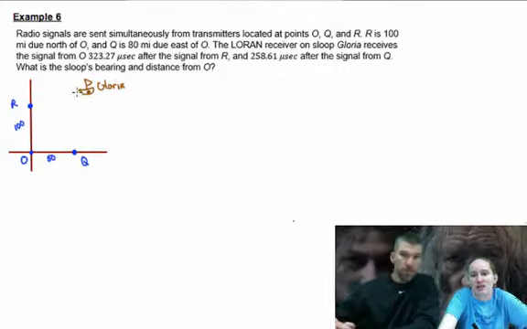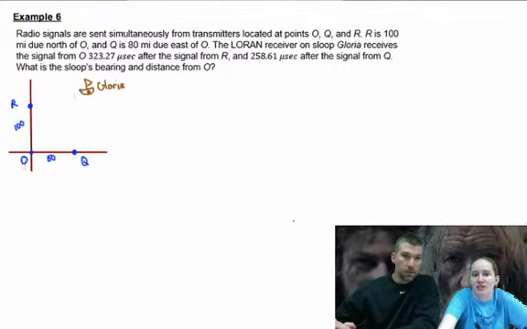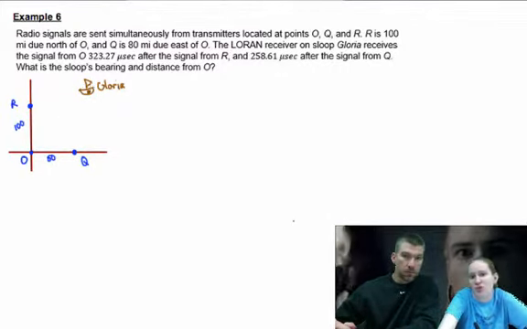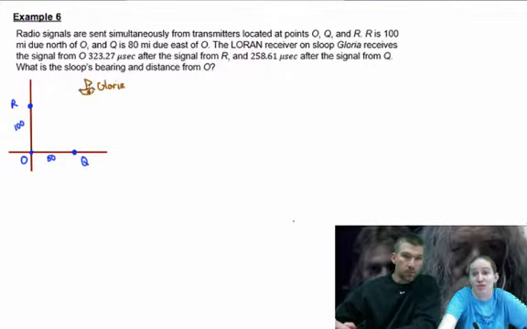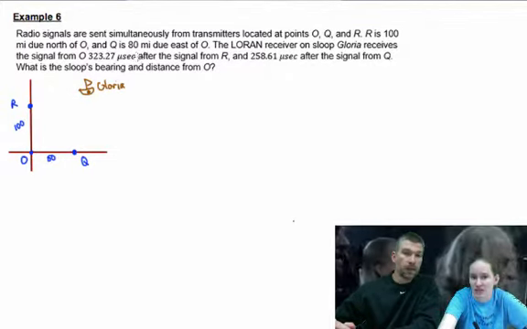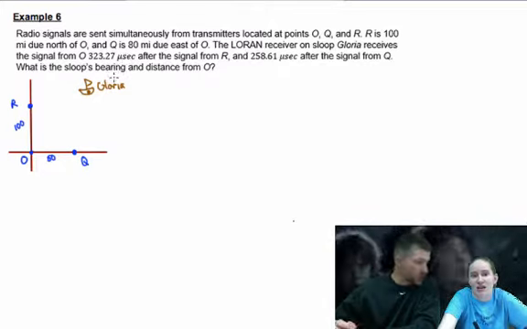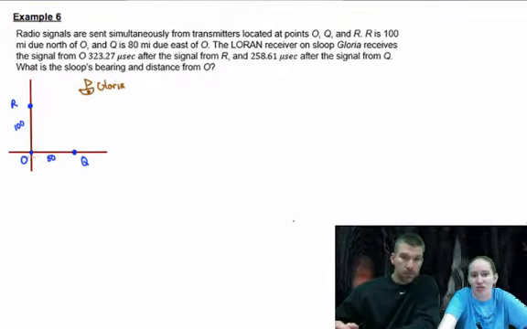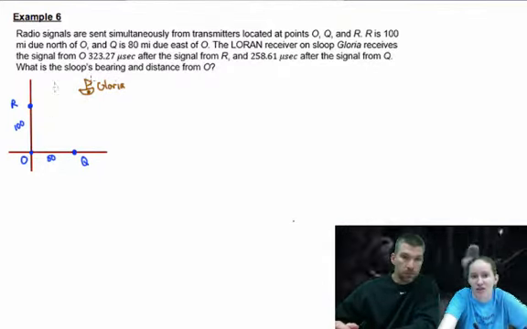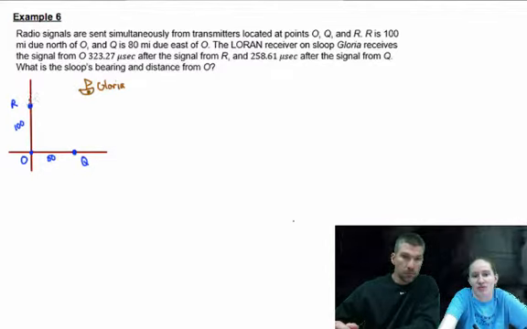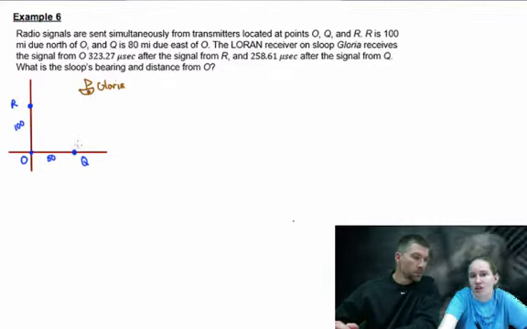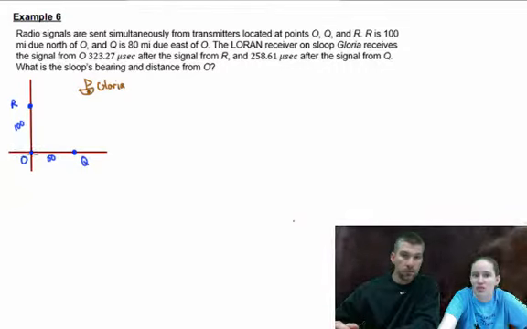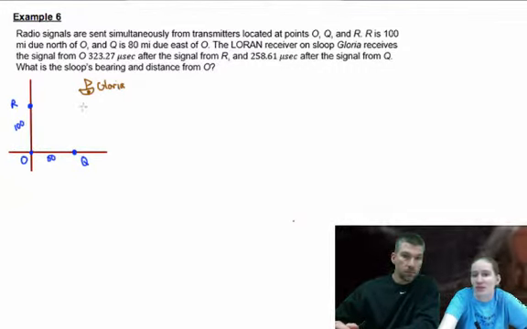It tells us that the sloop Gloria receives the signal from O 323.27 microseconds after the signal from R, and then it tells us how long between the signal from O to Q. It asks us what's the sloop's bearing and distance from O.